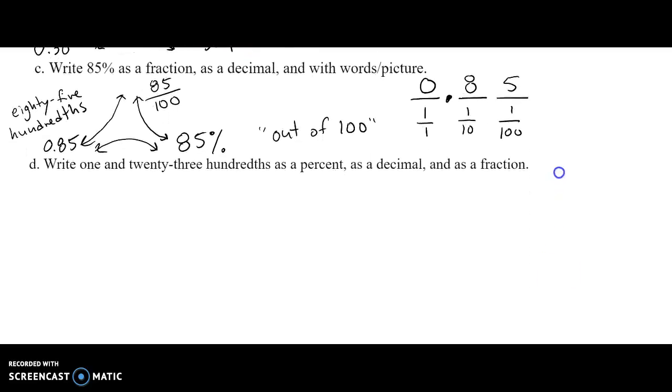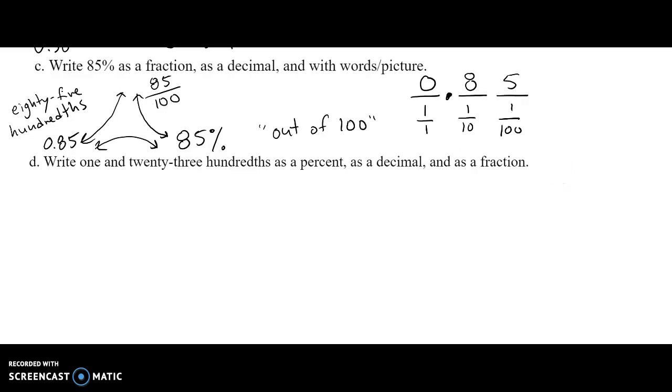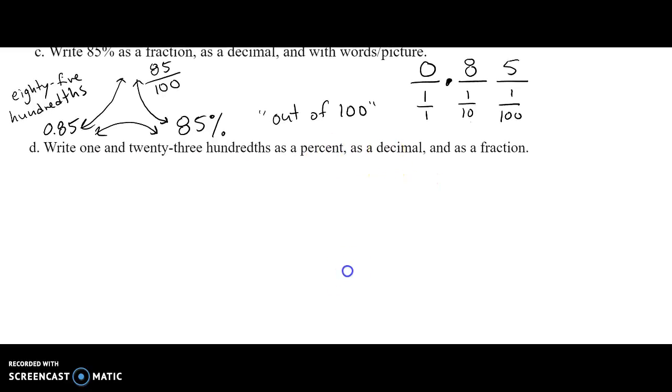Last one. So, write 1 and 23 hundredths as a percent, decimal, and fraction. So let's do that. Let's give me a little bit more room here.